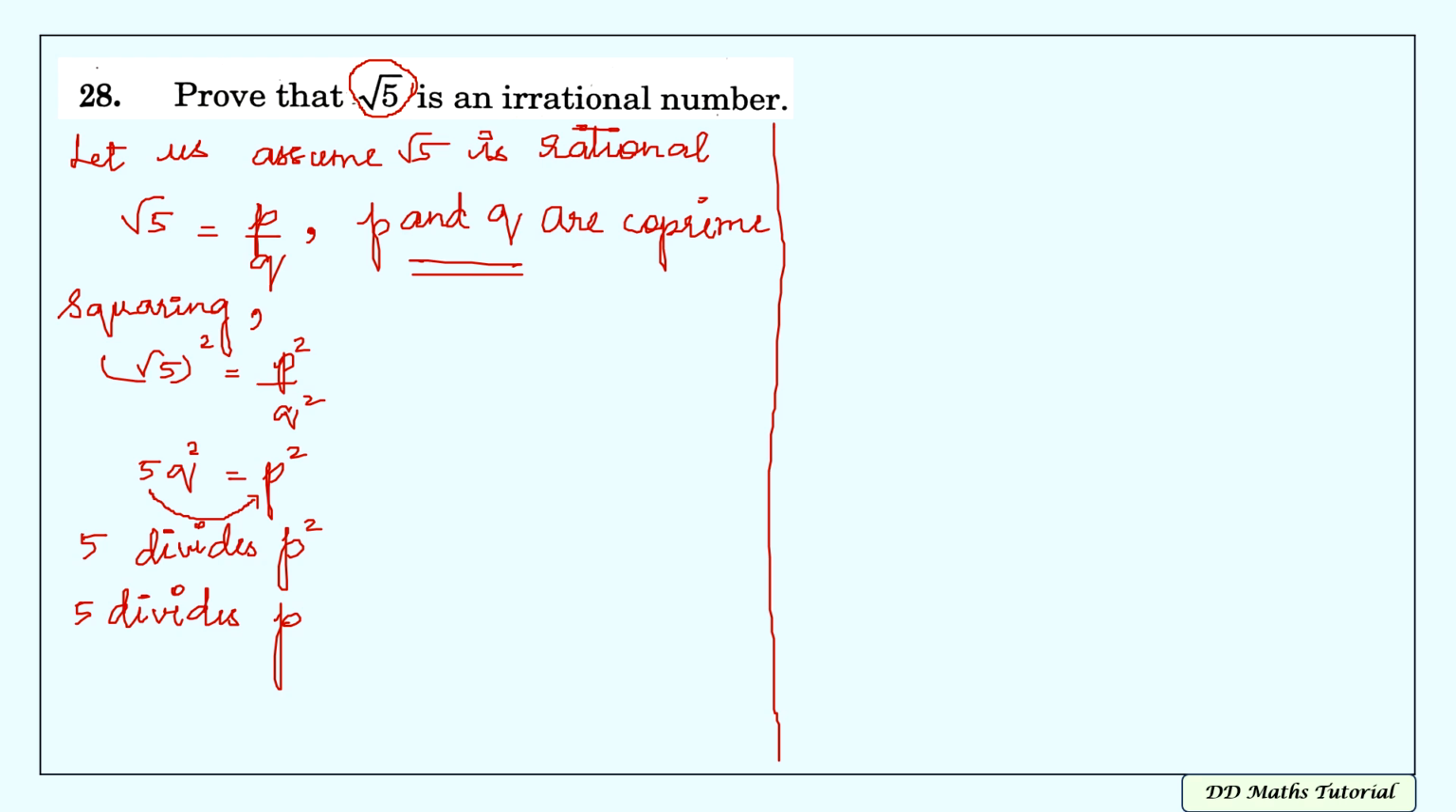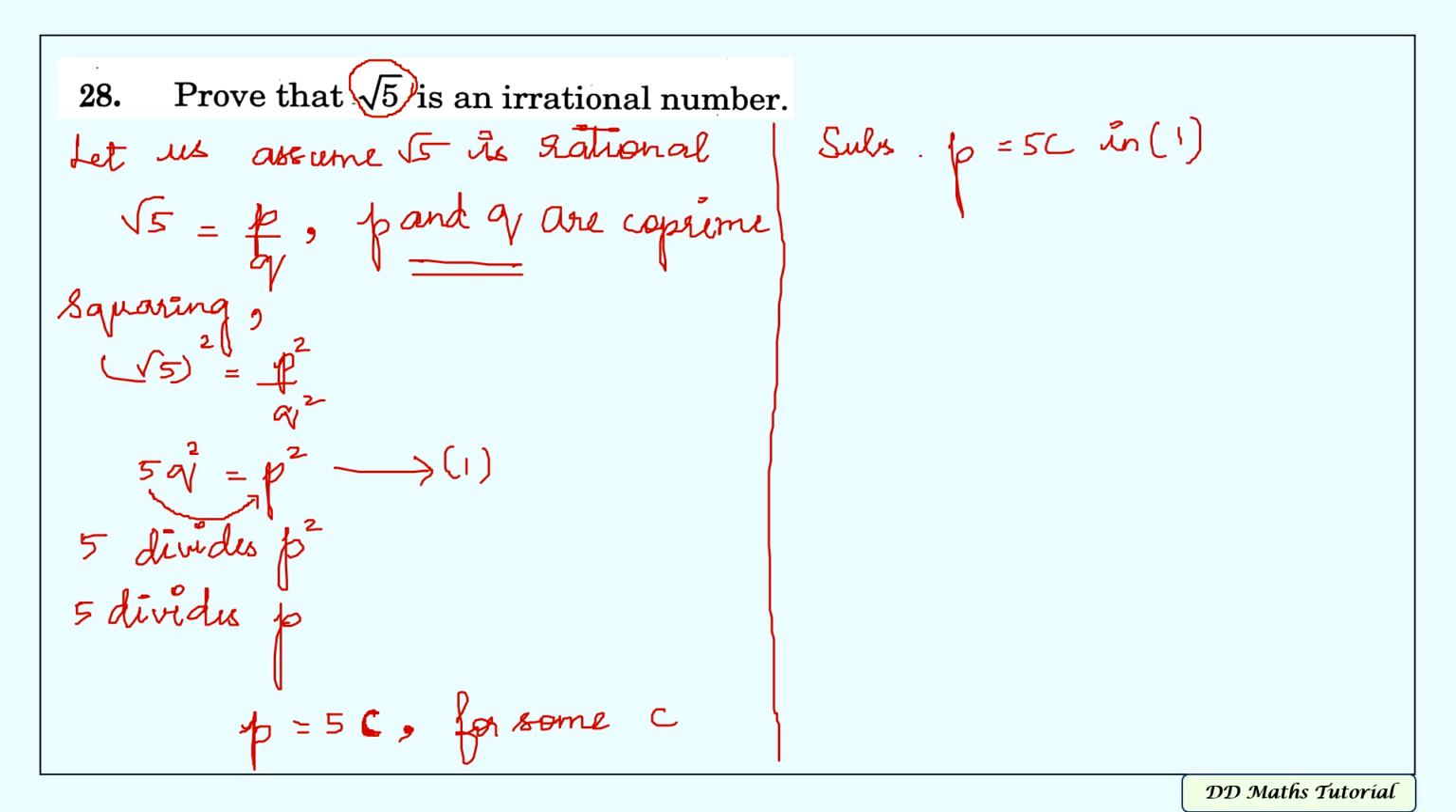So 5 divides p. When a number is dividing another number, this p can be written as 5 into some number, so for some number c. We are going to multiply 5 with some number to get that number p. So p is equal to 5c. I am going to make this equation 1 and substitute that p value in equation 1. So we are going to substitute p is equal to 5c in equation 1.